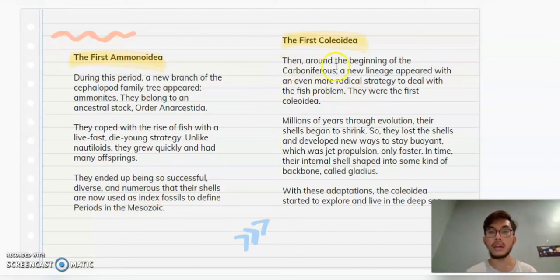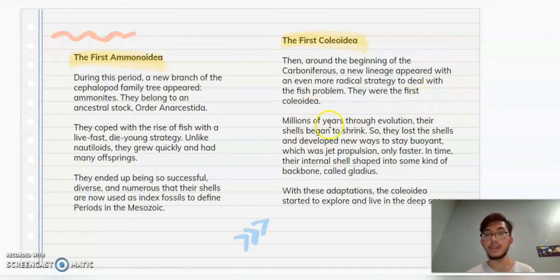Next, we'll talk about the first Coleoidea. The Coleoidea existed during the Carboniferous period. They existed to deal with the fish problem. So they were the first Coleoidea.